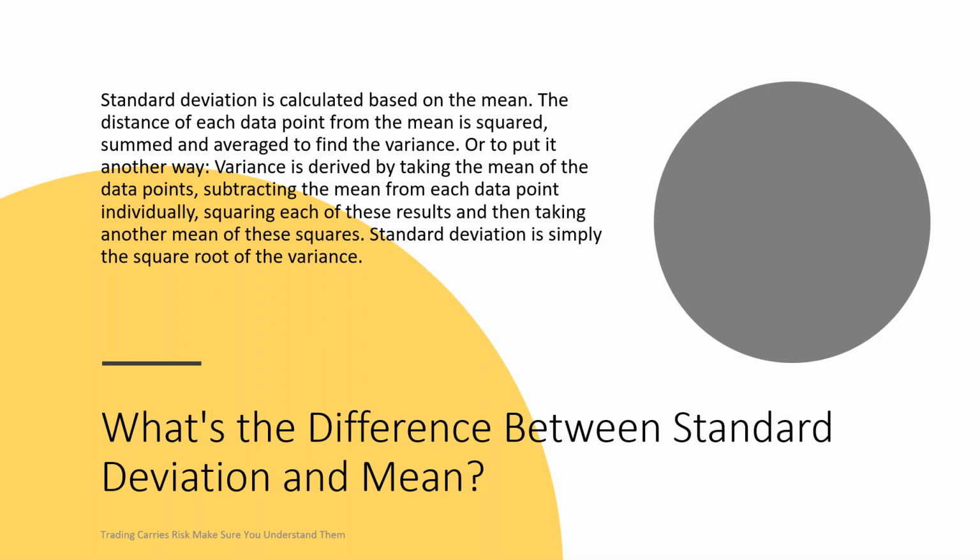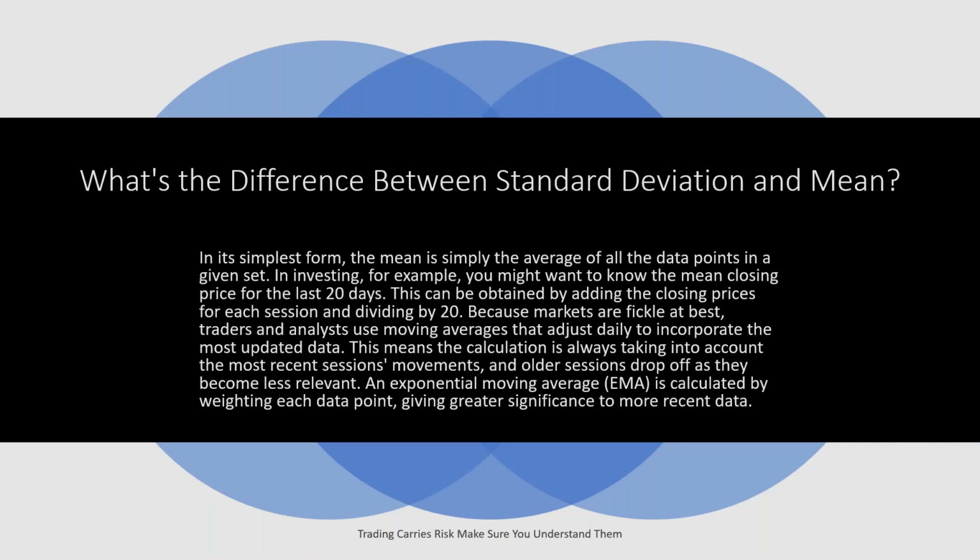Okay, do you understand that? I don't understand it. Or to put it another way, variance is derived by taking the mean of the data points, subtracting the mean from each data point individually, squaring each of these results, and then taking another mean of those squared. Standard deviation is simply the square root of the variance. Okay, a lot of mathematics, a lot of formulas in there. But in the simplest form, the mean is simply the average of all the data points in a given set.